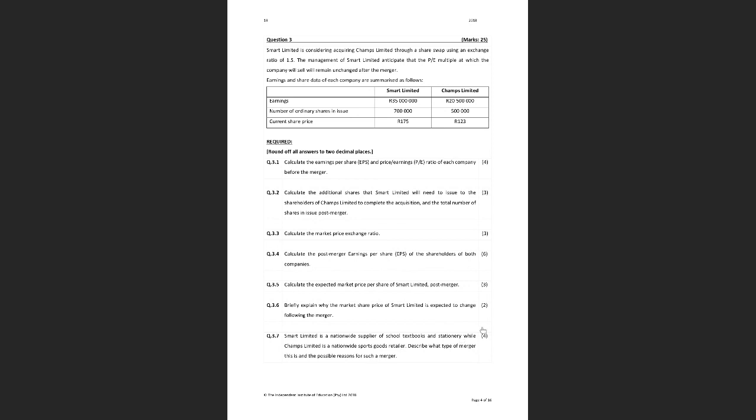So for 4 marks, what type of merger it is, that will obviously give you 1 mark, and there'll be 3 marks for what are the possible reasons for that type of merger. Why would Smart want to purchase Champs if they supply school books and they supply sports goods? Okay, so that's 4 marks of theory.